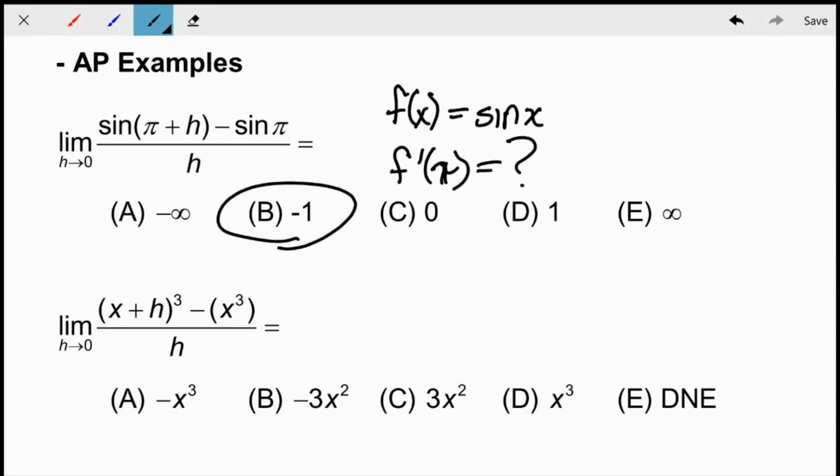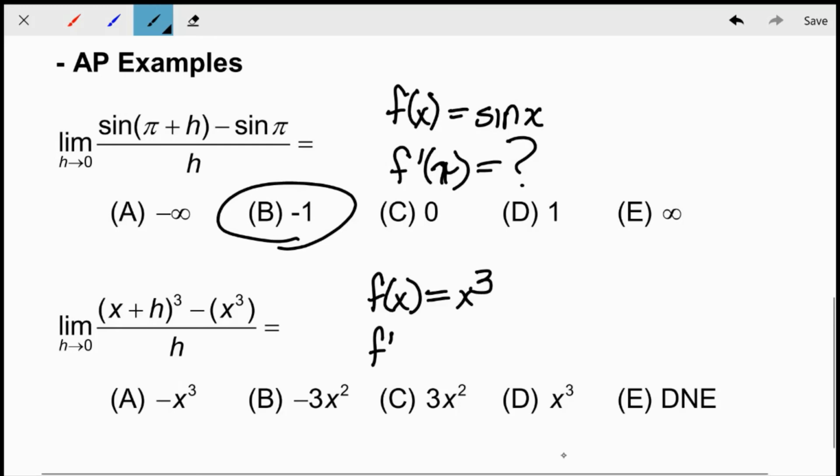Okay, so what you should have recognized is that this is the first definition of derivative that we saw. This is the general definition of a derivative. So we're looking at f of x plus h minus f of x divided by h, limit as h approaches 0. So I know here that f of x is actually equal to x cubed, and I'm looking for f prime at x. So that's what I'm trying to find.